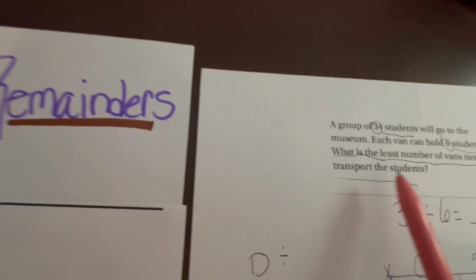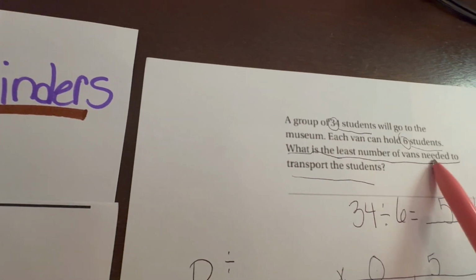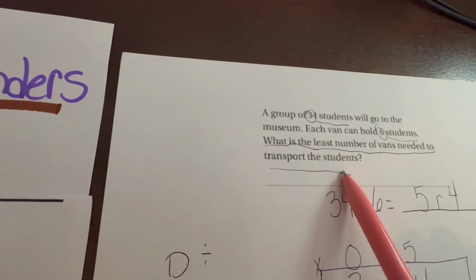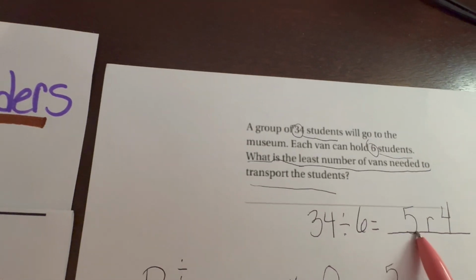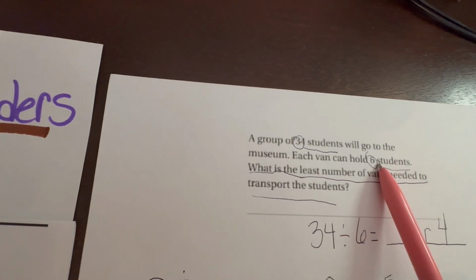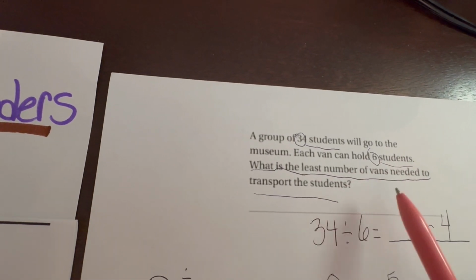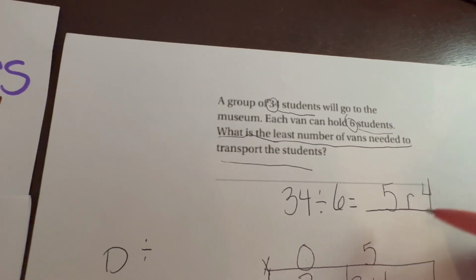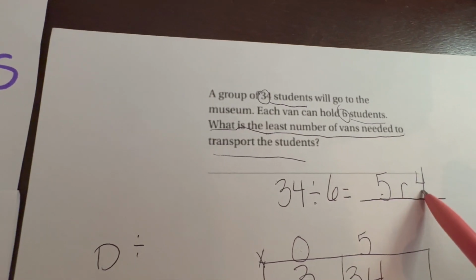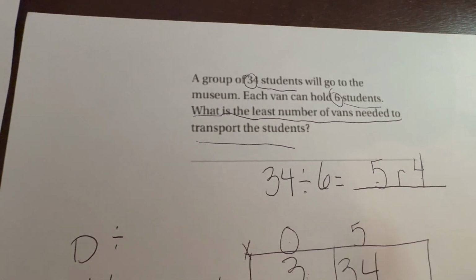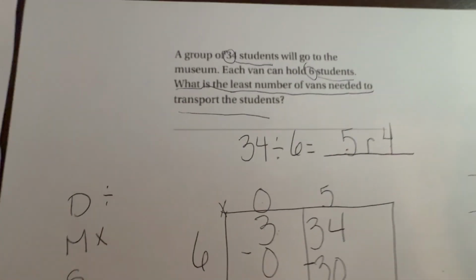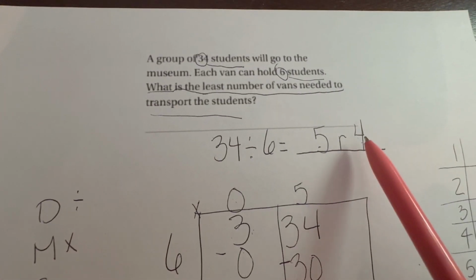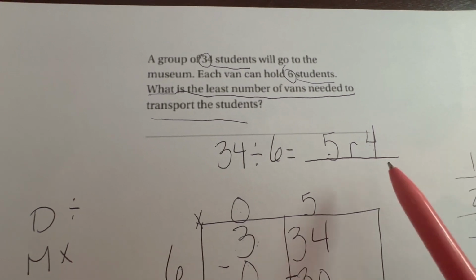Now go back to the question. What is the least number of vans needed to transport the students? Okay, right now we can make 5 groups of 6. But right here we have 5 vans with 4 students left. We cannot leave those students, of course. Think about when we go on a field trip, we take all our students. We can't leave any behind. They're going to need a way to be transported.